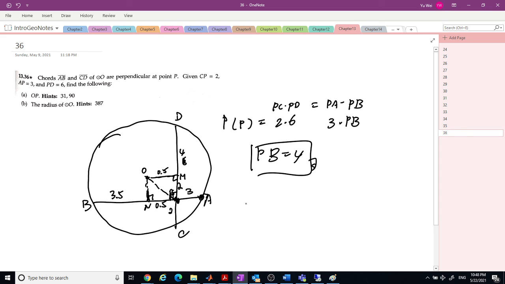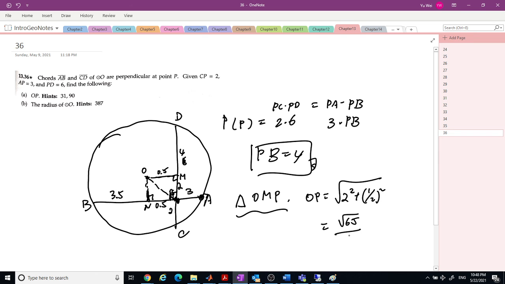So in the right triangle OMP, you can see OP squared is equal to 2 squared plus 1/2 squared. So now you can solve it. It is equal to root 65 over 2.